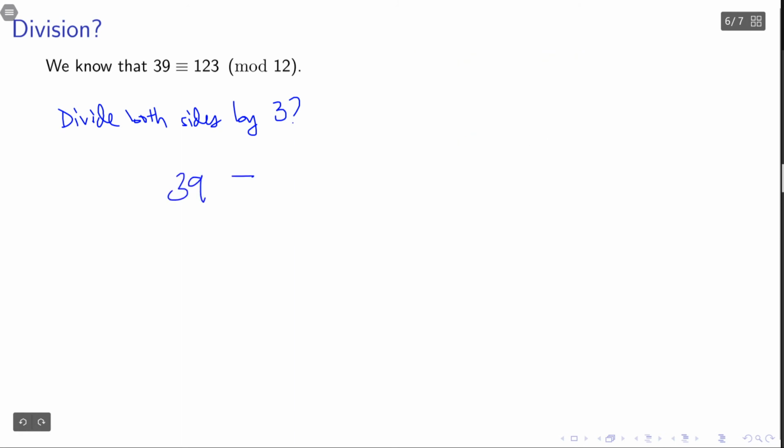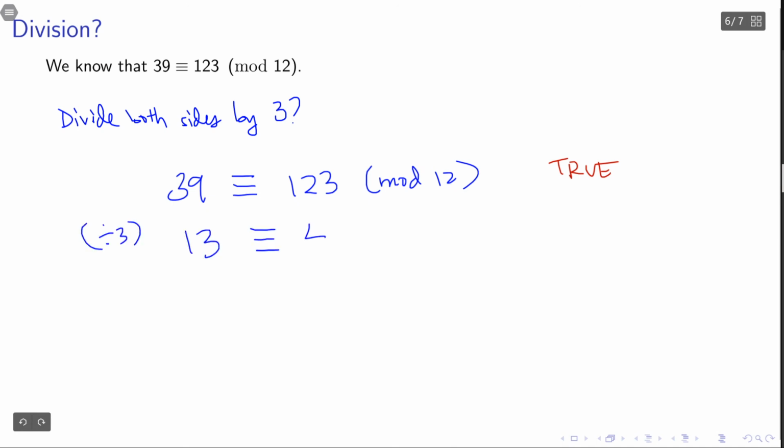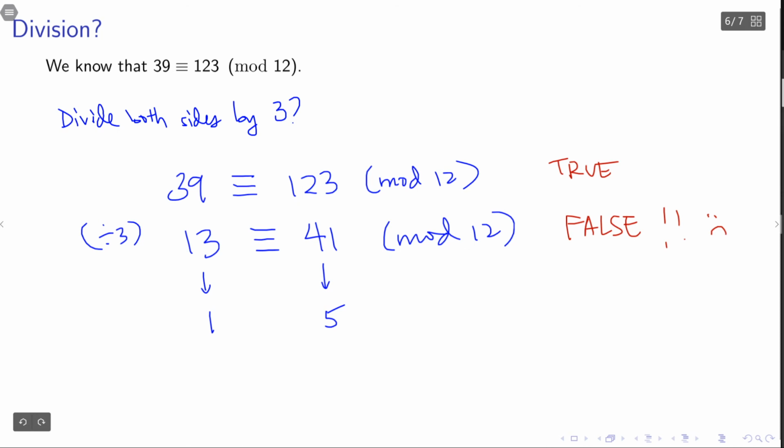So it's 39 congruent to 123 mod 12. This is a true statement. If I divide both sides by 3, I'm going to get 13 and 41. And now you can check that the remainder on the left is 1 and the remainder on the right is 5. So suddenly you've arrived at a false statement. So something weird is happening here. Maybe you can figure out why.